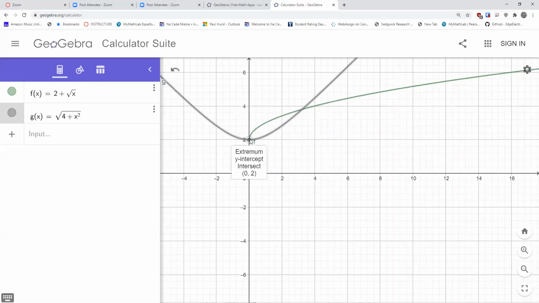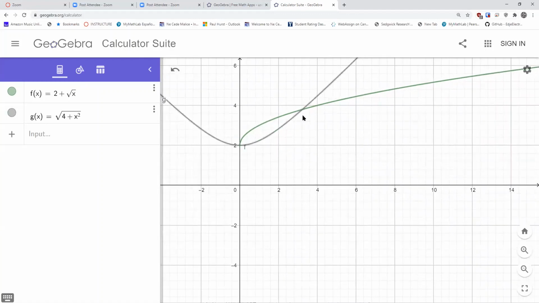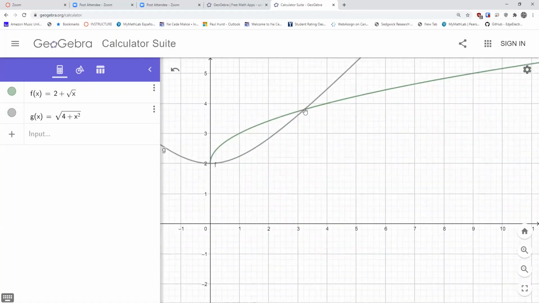Okay, right here, this one is at 0. So 0 is going to be an answer. Again, you're only interested in the x coordinate. So 0 is the answer here. Okay, over here, it's not giving me the intersection, unfortunately.